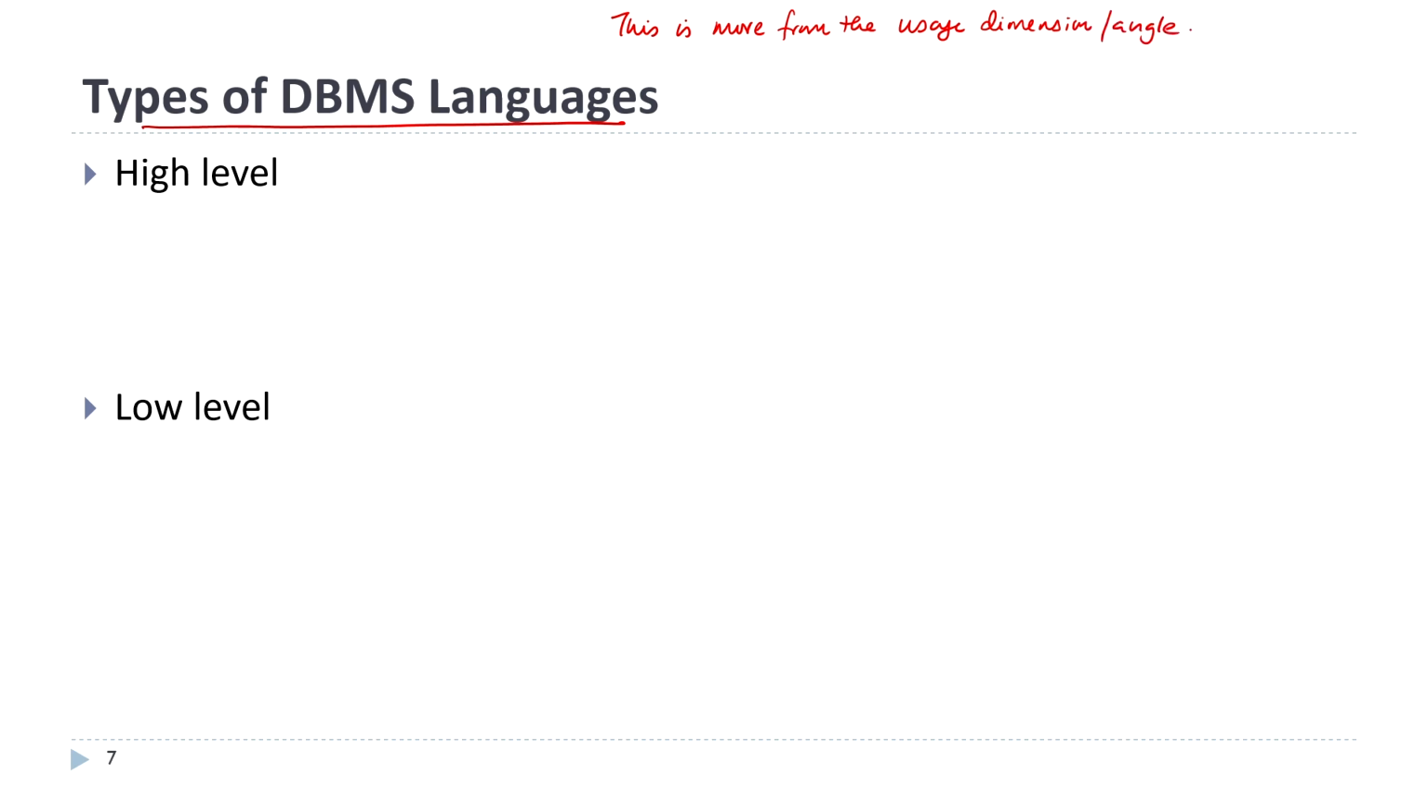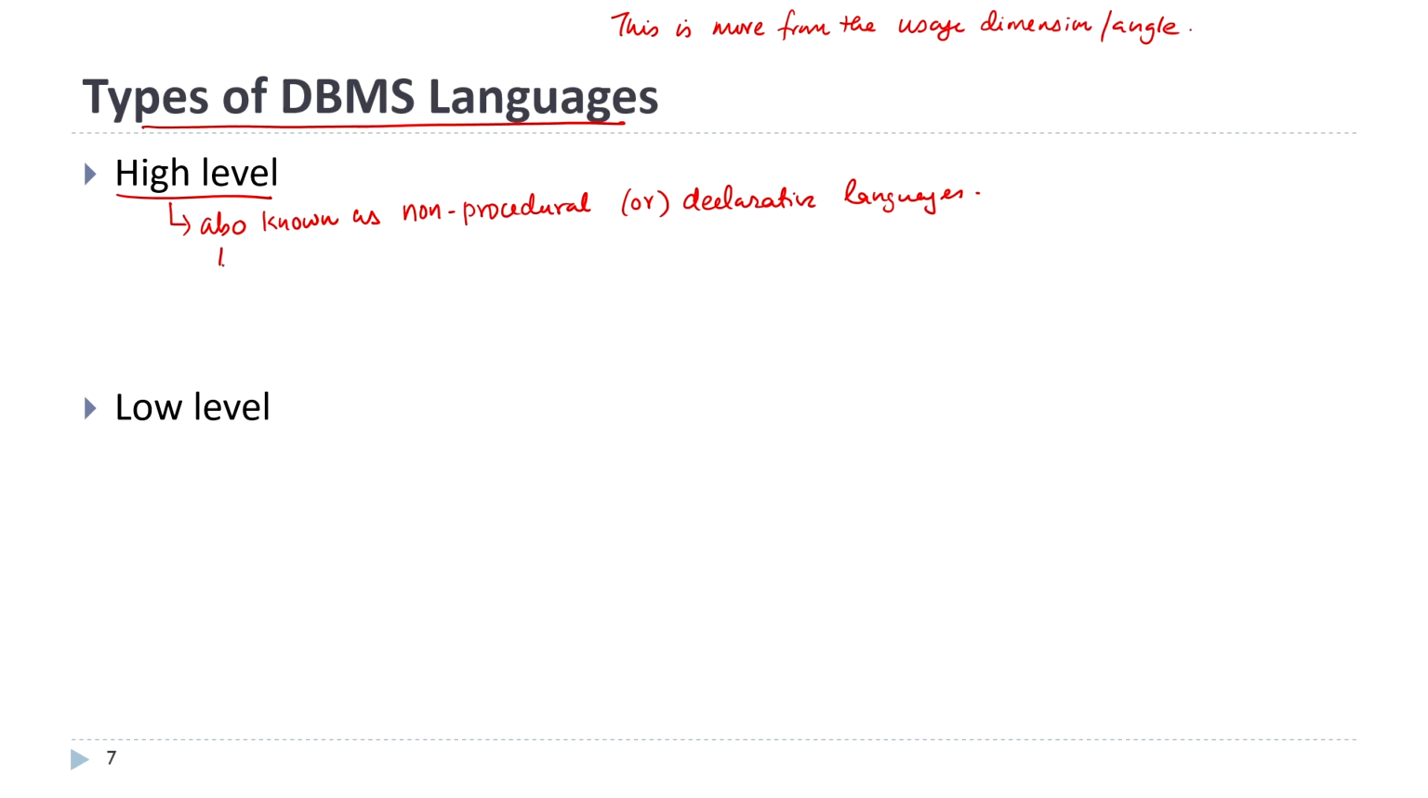Again related to the DSS. So, the first one is called high level language, or high level DBMS language. They are also known as non-procedural or declarative languages. So, somebody says non-procedural or declarative or high level language, we are talking about the same.